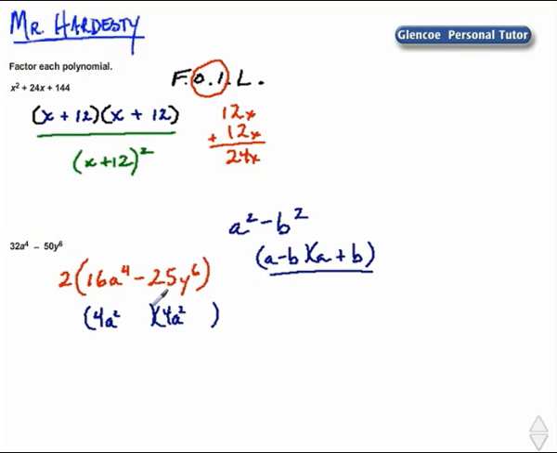And for b, we have the square root of 25y to the sixth, which is 5y cubed. 5y cubed times 5y cubed is 25y to the sixth. We need one sign of each, minus and plus, and then don't forget the 2 that we factored out to begin with. So the factored form of our binomial is 2 times the quantity 4a squared minus 5y cubed times 4a squared plus 5y cubed.